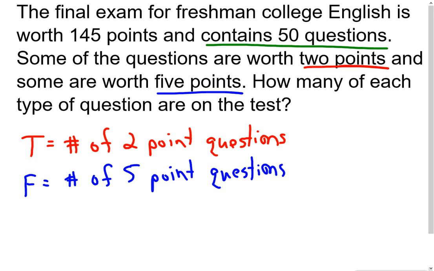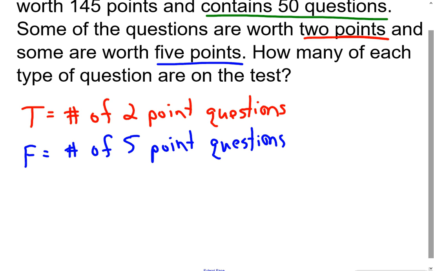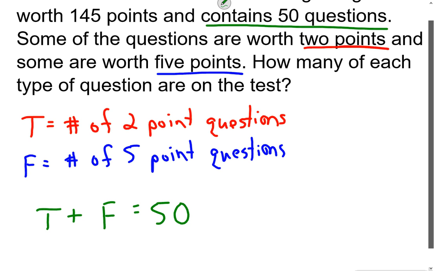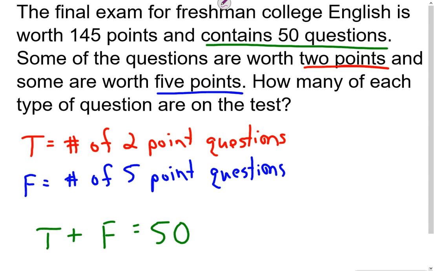So my first equation, I'm going to write it as T plus F equals 50. Now, the next equation is going to deal with the value. The test is worth 145 points. How do I get that? Well, I need to figure out how much all the 2-point questions are worth. If there were 10, like I said earlier, 10 2-point questions, that's 20 points in the test because we just multiplied it together.